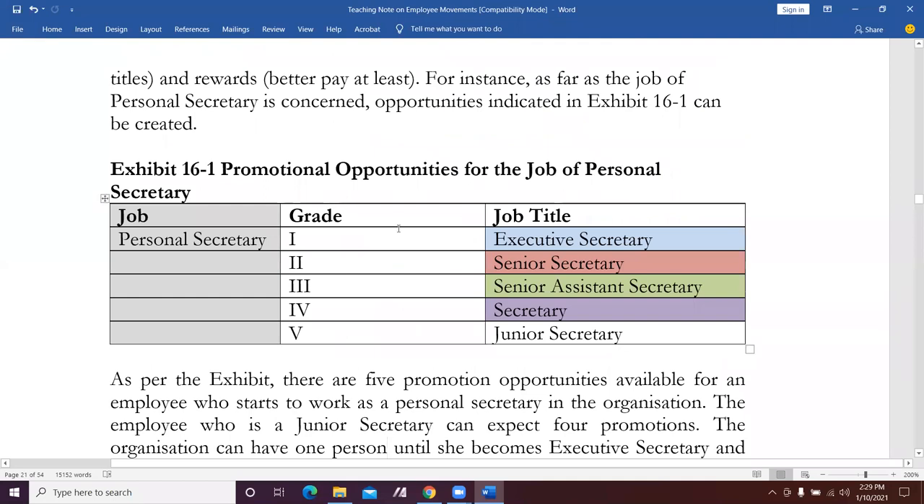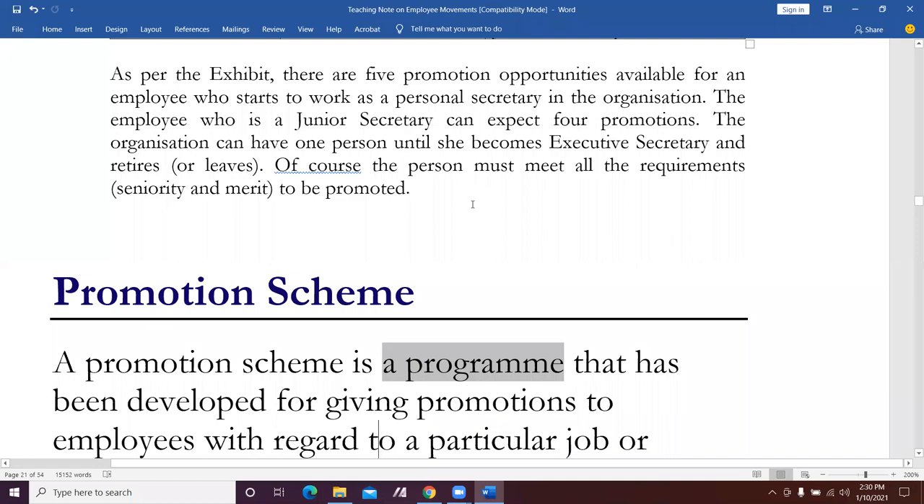Promotion opportunities for the job of personal secretary, have a look. Assume you are working as a junior secretary, and now there are 4 promotion opportunities. This is a career path for the job of personal secretary. So for every job we can develop a career path. I remember one of my consultancies, where I was asked to develop a career path for every job available in that organization. It was possible for me to develop one even for the audit officer. At least 4 positions, 4 promotion opportunities for the job of secretary or personal secretary or executive. Right. Any questions?